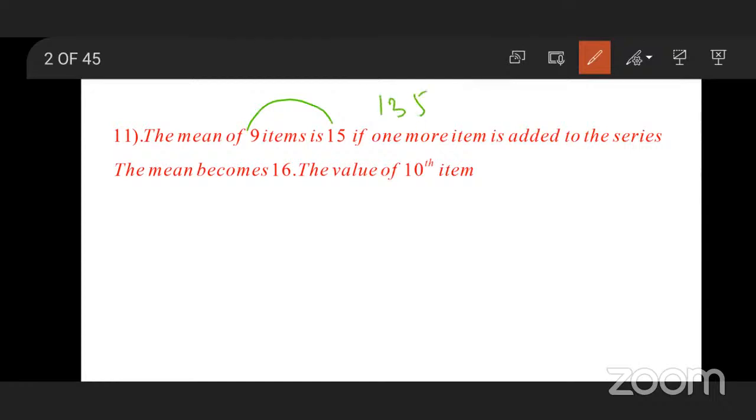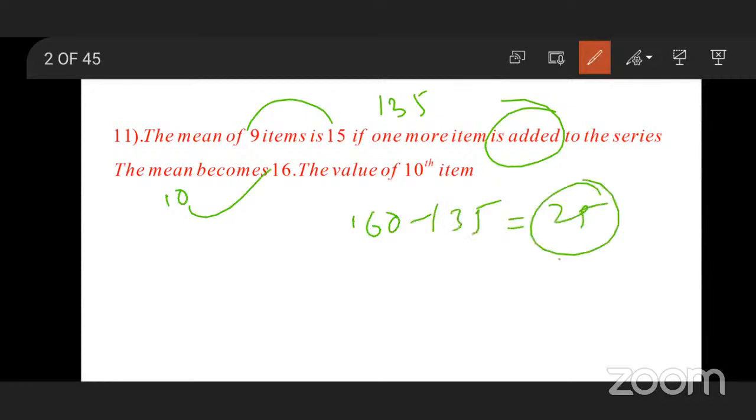Okay. Next one, what do you want? One extra item is added, which means 10. Therefore, 10 into 16 is equal to 160. 160 minus 135 is equal to 25. Therefore, the added extra item is 25, which is the correct solution.